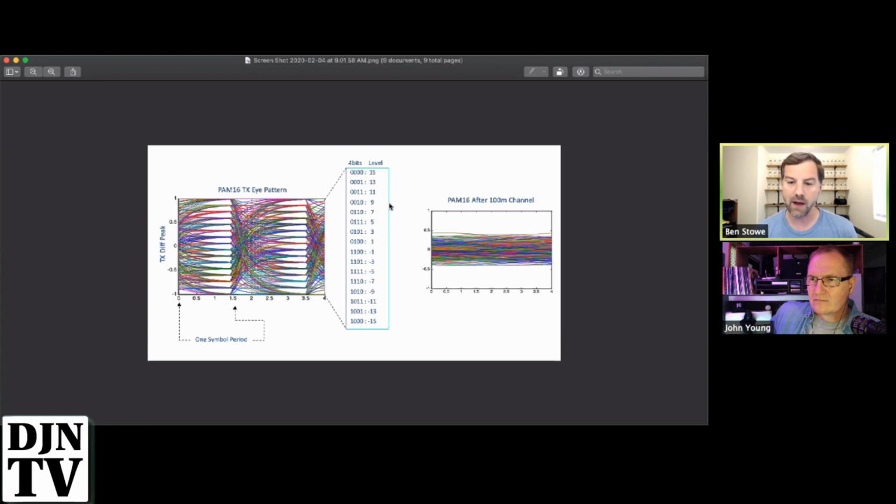And then on the right, after 100 meters, that's what it looks like. It gets really smashed. And at some point, the receiver can no longer make sense of that. So that's the name of the game. The receiver has to be able to receive that and put it back the way it was supposed to be so that it's meaningful data, and particularly without compression and loss.